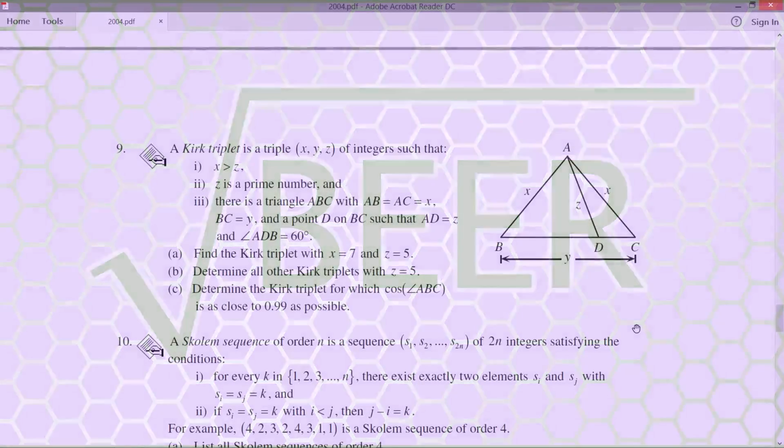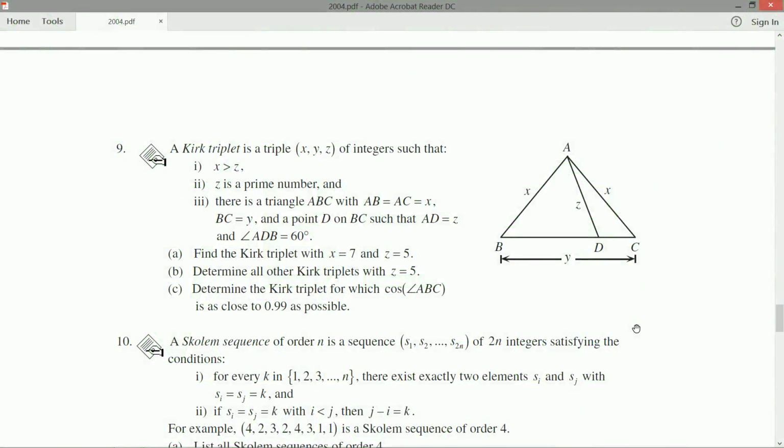Thanks for joining me. We're looking at question number 9. It's 9 on the 2004 Euclid. A Kirk triplet is a triple XYZ of integers, such that, okay, we got a list of conditions here.